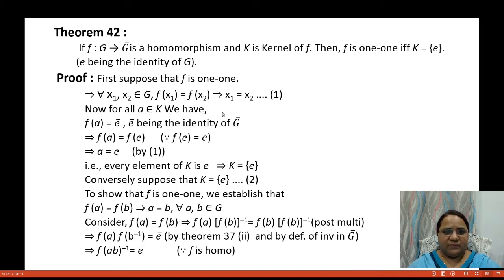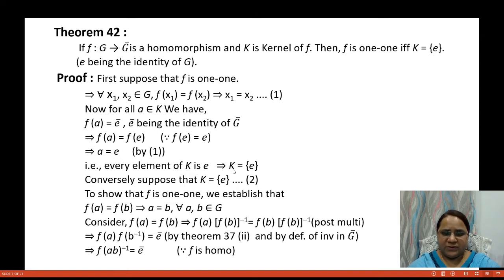For all a belongs to K, we have f of a is equal to e bar by the definition of kernel of homomorphism, e bar being the identity of your G bar. So f of a is equal to f of e. So f of e is equal to e bar by the definition of kernel. The image of e under f is e bar here. So a is equal to e by equation 1. Every element of K is e, that is K is equal to e. So we have supposed that f is 1-1 and we have arrived at this result.